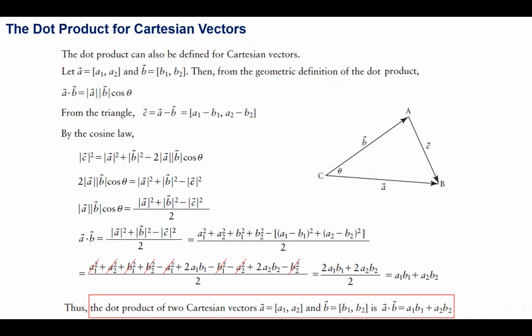And also, we can find the magnitude of A, B, and C using their position vectors, right? So put all the values in and simplify the expression. That gives us the dot product of A and B actually equals A1, B1 plus A2, B2.